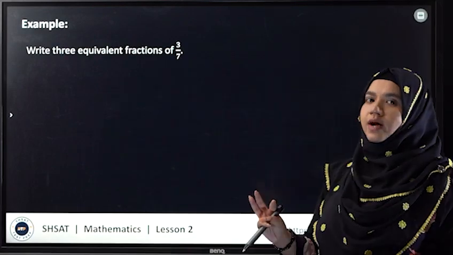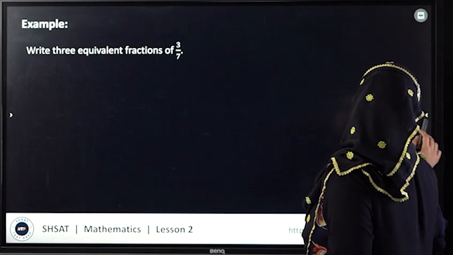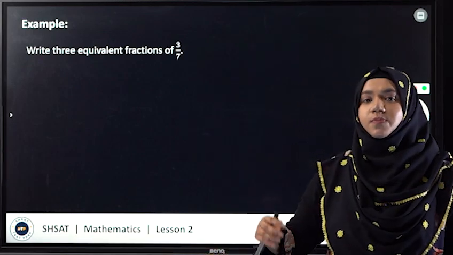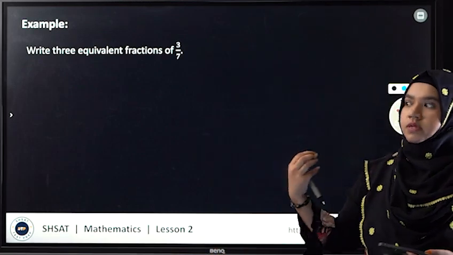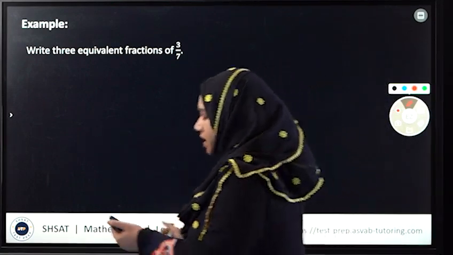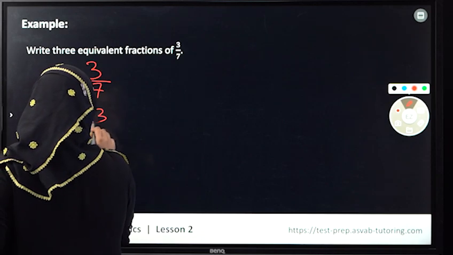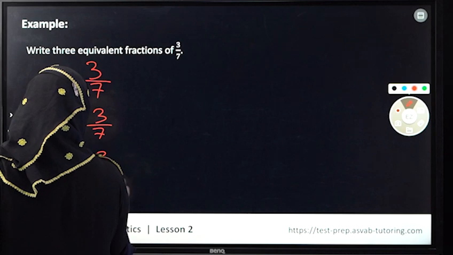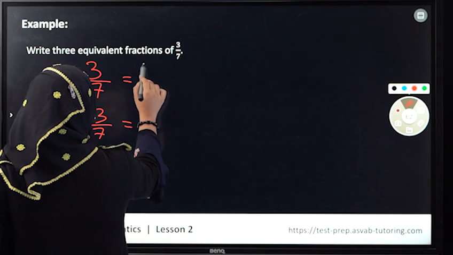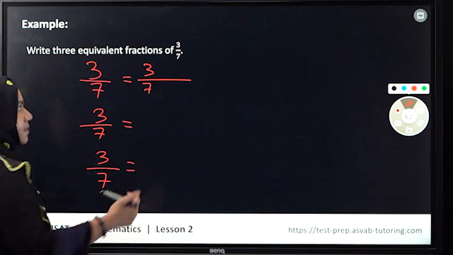Write 3 equivalent fractions of 3 over 7. Okay, this time the answer is given, yeah? So we have to do it the other way around. If we look at 3 over 7, and we want to find 3 other fractions, what we can do is multiply 3 and 7 by the exact same numbers.